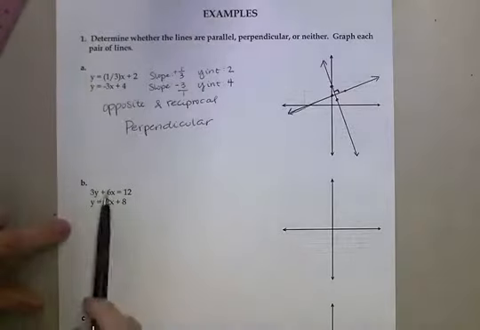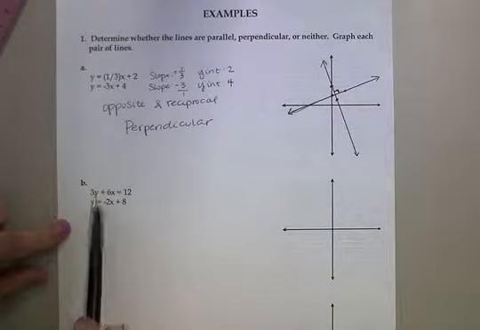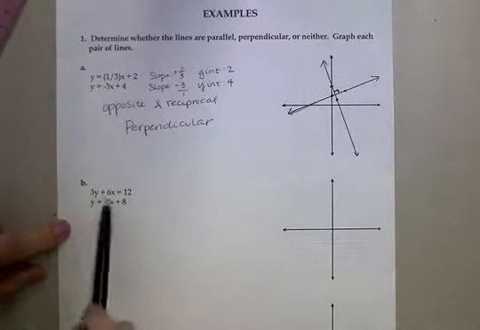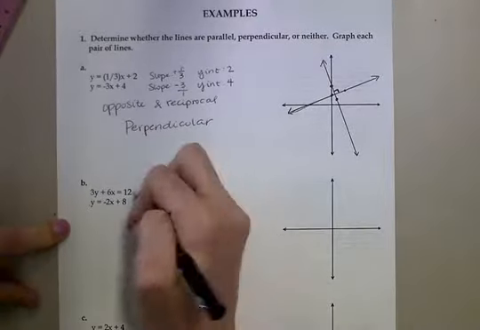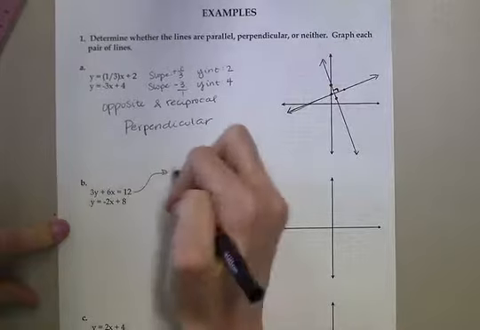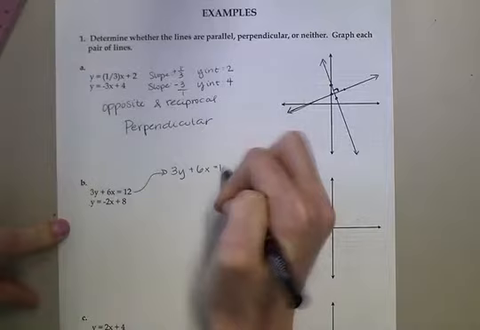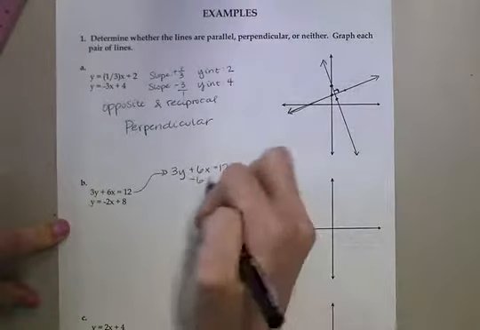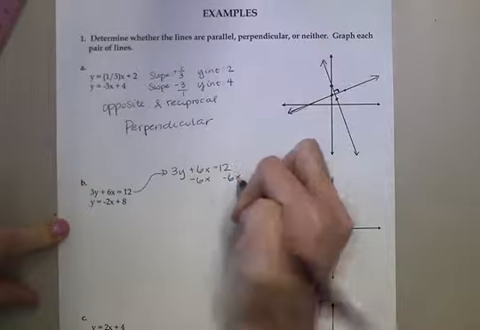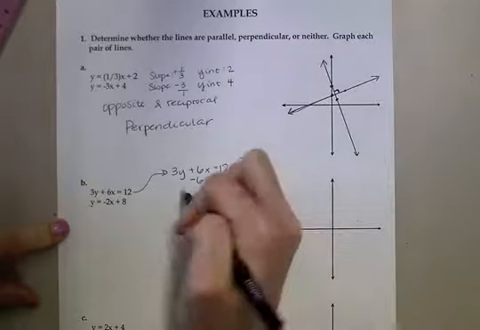Now these equations, this one's in slope-intercept form, but this one isn't. Let's go ahead and put this first equation into slope-intercept form. That way we'll be able to compare the slopes a little more easily. So if I was going to put this in slope-intercept form, I'm starting with 3y plus 6x equals 12. Let's go ahead and get the y by itself, because remember in slope-intercept form it's y equals and then the rest, so we can look at that y by itself.